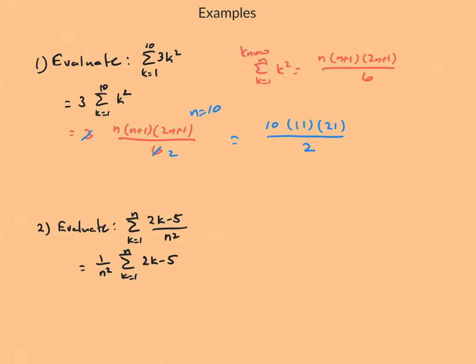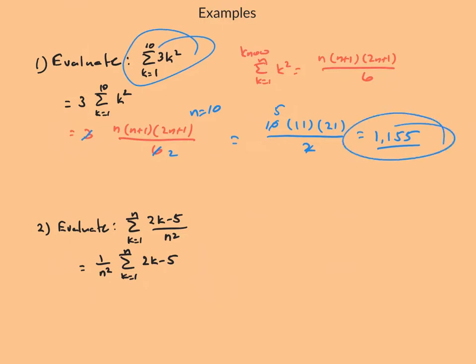So when I go through and calculate that, I'll have 2 goes into 10 5 times. So I have 55 times 21, and when I calculate that, that will come out to be 1,155. So this summation right there is equal to 1,155. Now let's take a look, though, at our next problem.